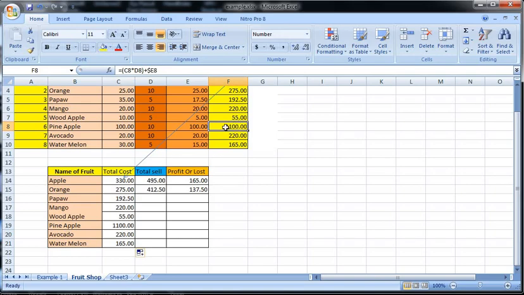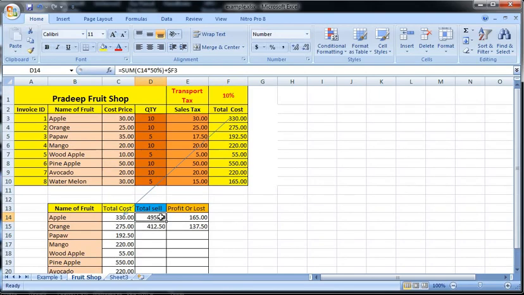Anything that changes here, for instance, if I make this pineapple 50, it changes to 550 here as well as 550 here. So I made a relative or absolute column by placing the dollar mark in front of the column letter. Okay, right. Now how did I get my total sales?